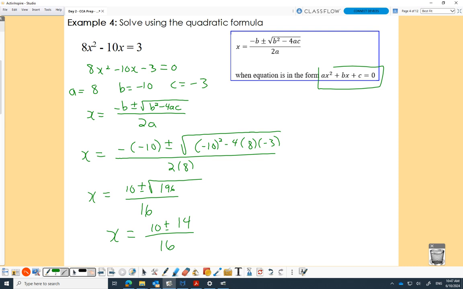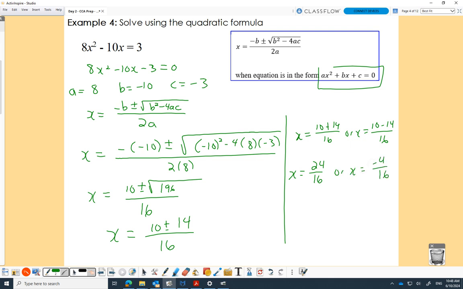So then there's two answers. Here's the plus minus thing. X equals 10 plus 14 over 16, or x equals 10 minus 14 over 16. There's the two answers. And we shouldn't be surprised by two answers. We're talking about a parabola, so a parabola can have a zero two different times. So I get 24 over 16, or negative 4 over 16.